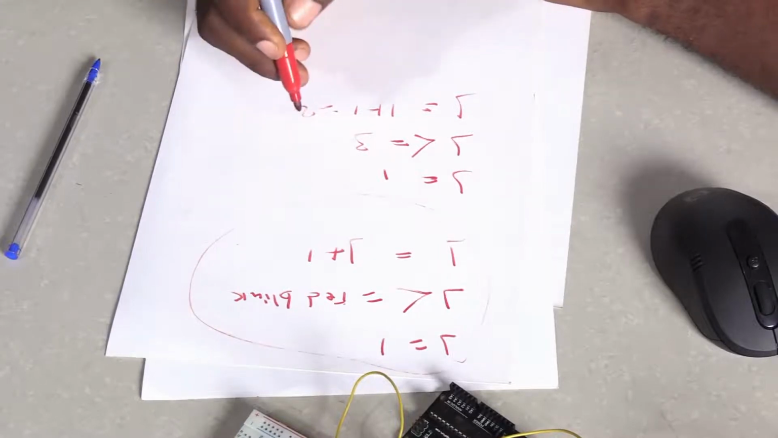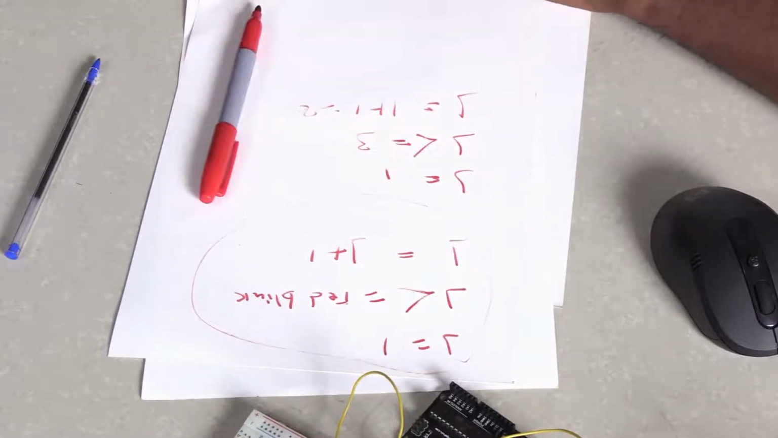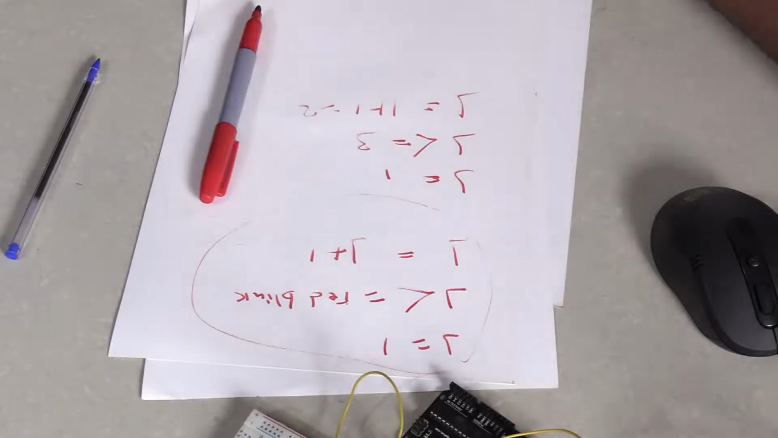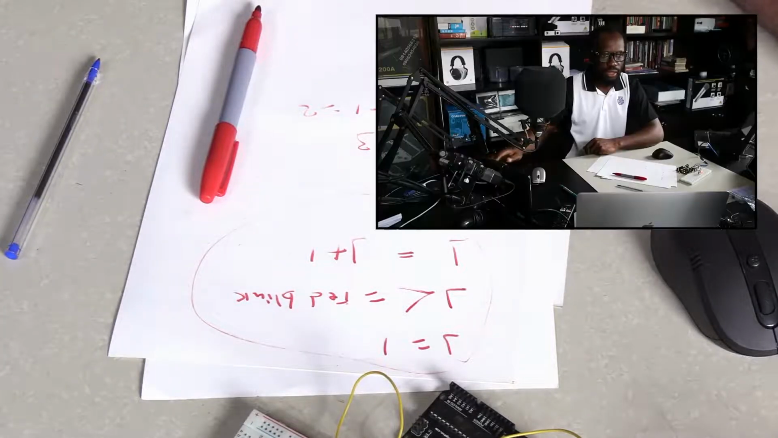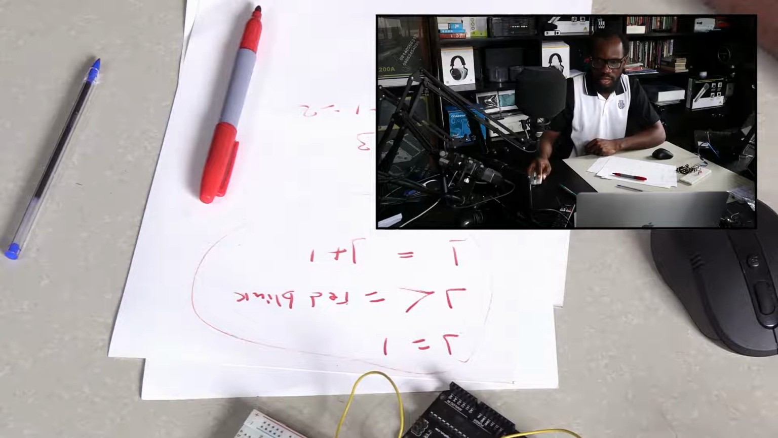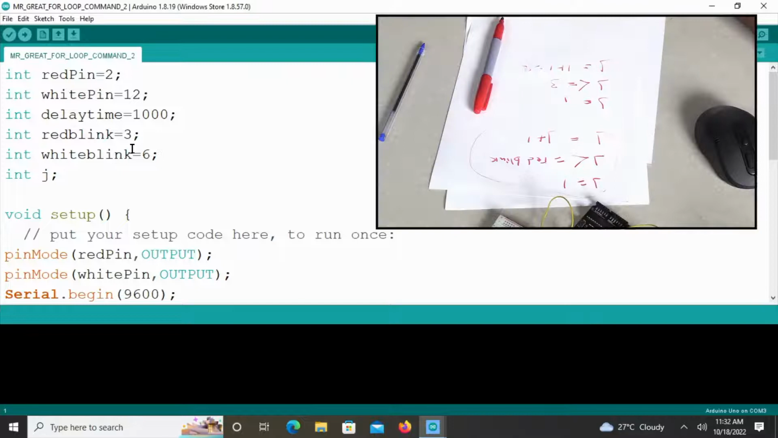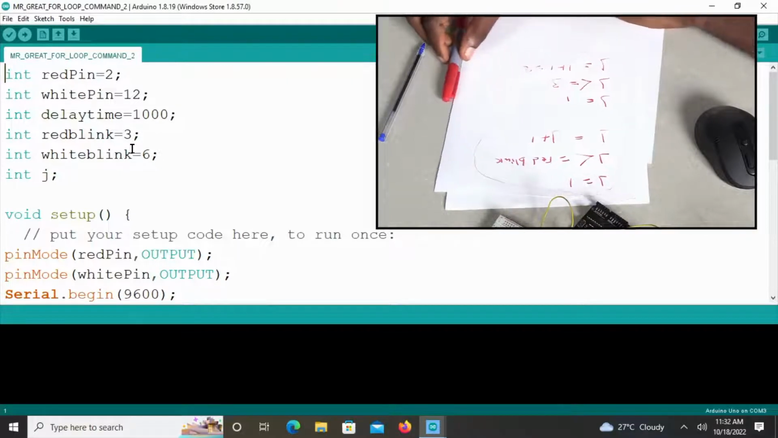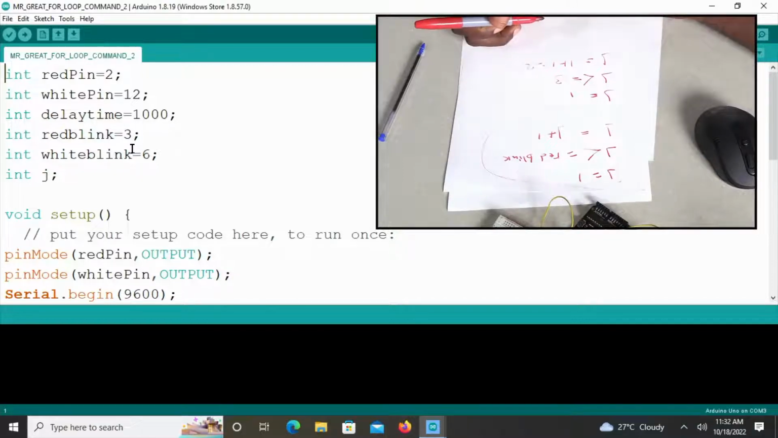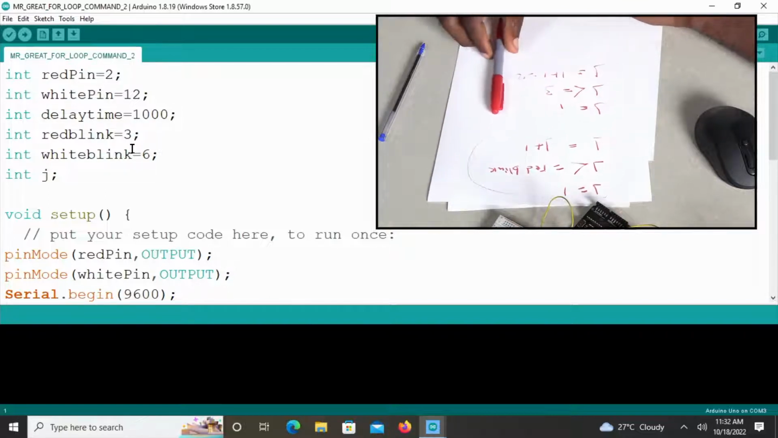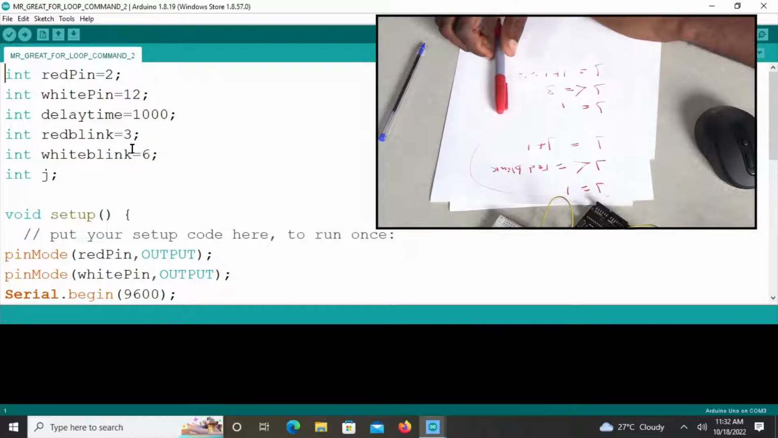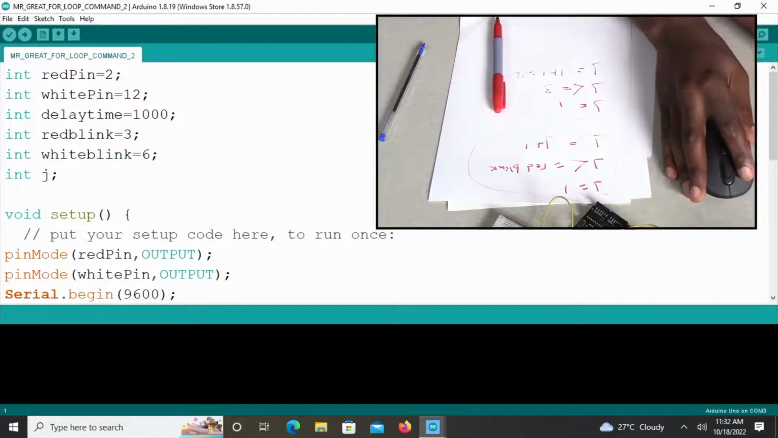So since j is equal to what? Let me bring my camera 1. Okay, I think it's okay now, so that we can see both of them together. So now, the red blink is equal to what? 3, and j is less than or equal to 3, which is red blink. Okay, now let's execute this program. Let's execute the program. It's very simple.